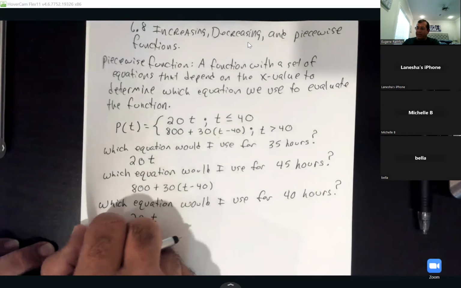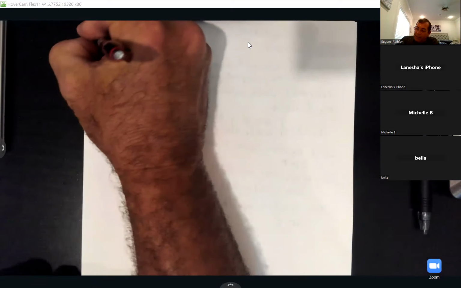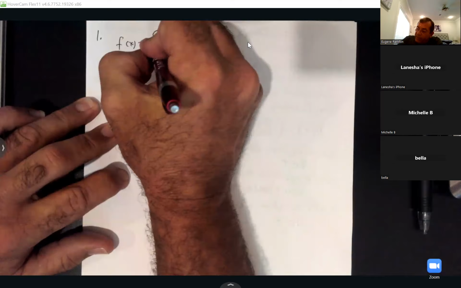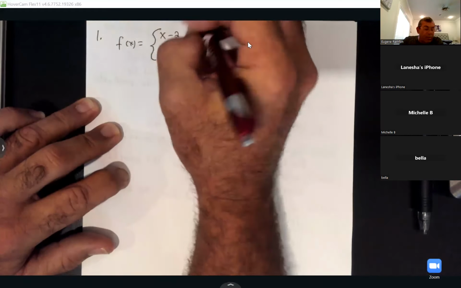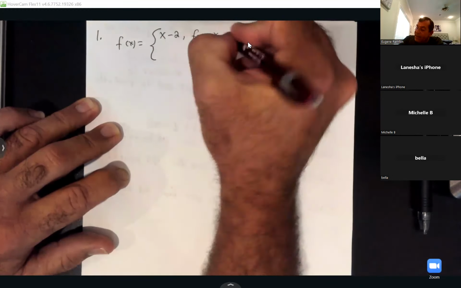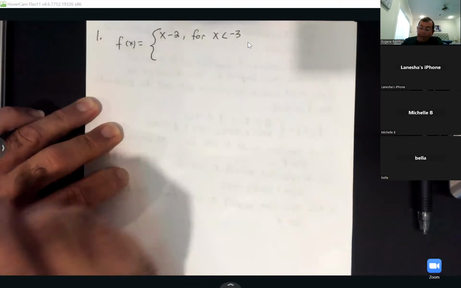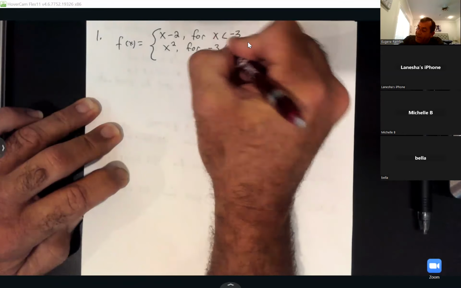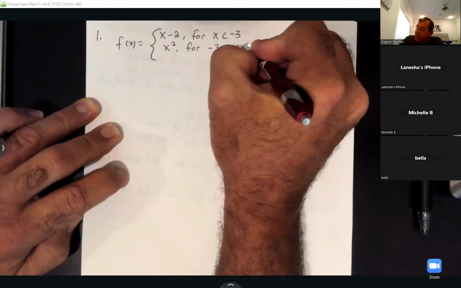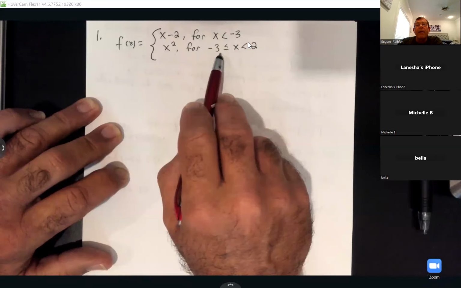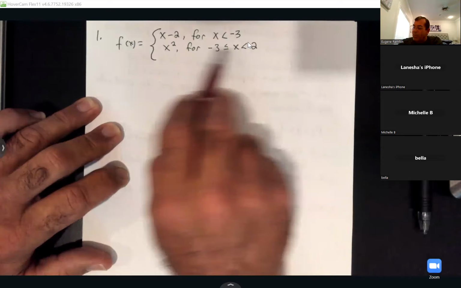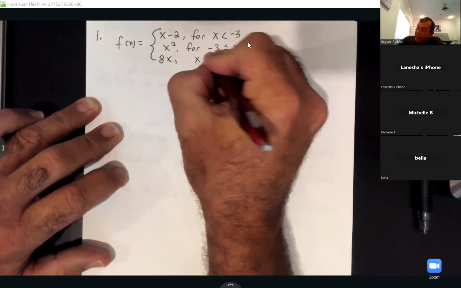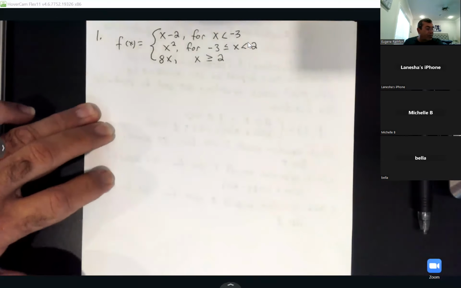So we're going to turn the page, y'all. So for their number one, they're giving us f of x. And y'all, they got 3 equations. They got x minus 2 for any x that's less than -3. It's going to equal x squared for -3 less than or equal to my x less than 2. So that means if it equals -3 all the way up to less than 2, I'm going to use the x squared equation. And then I'll use the 8x equation for any x's that are greater than or equal to 2.